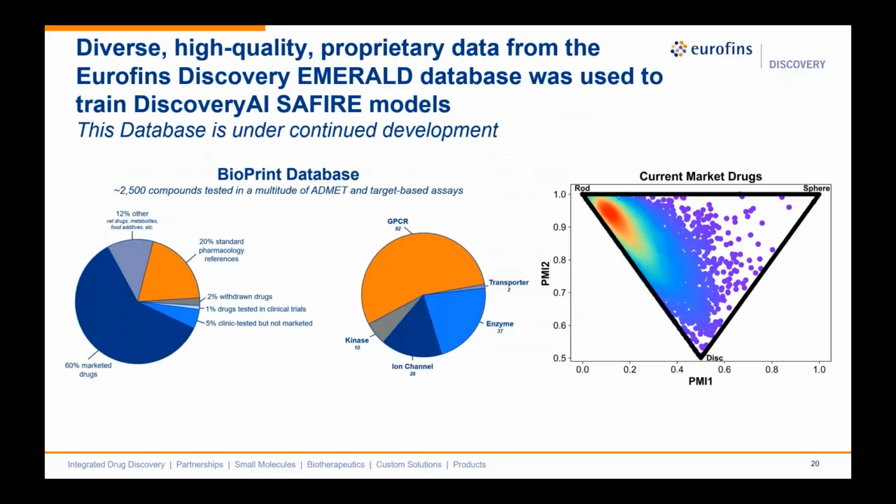The Emerald dataset is large. It currently contains about 2,500 compounds that have been tested in all these ADME assays. The dataset is 60% marketed drugs, 5% clinic tested but not marketed, 1% withdrawn drugs, 20% standard pharmacological references, and 12% metabolites and veterinary drugs. The target classes representing the data sets are mostly GPCRs with a good collection of kinases, ion channels, and enzymes.